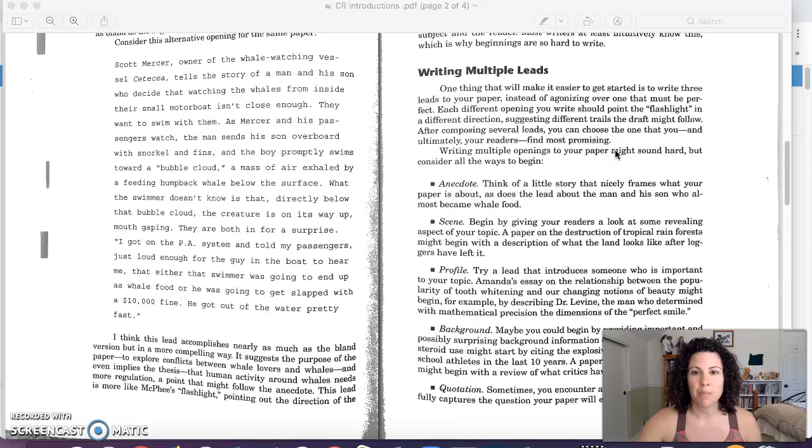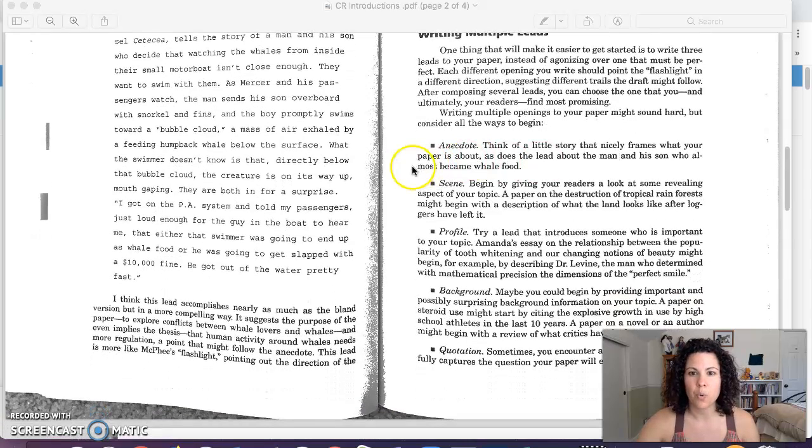So there are multiple different types of openings and he lists them here. The first one is of course the anecdote. This is just a little story that frames what your paper's about, like the little anecdote here with the man and his son. You can use a story that is not your own, perhaps a story that you read in your research, a story that has to do with your interview, or maybe you're doing something that we're all exposed to and you want to tell a little story about going grocery shopping and being overwhelmed by the choices of organic or GMOs, and you're going to use that anecdote to lead us into what you discovered about that topic. So that's the first, the anecdote.